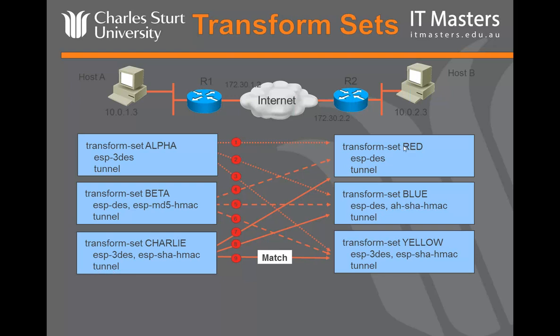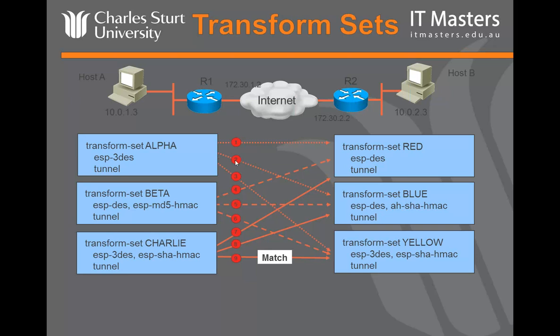Then on the right-hand side, we have red, blue, and yellow, each with different settings. Now, the way the routers determine which transform sets they will use is pretty much just based on negotiation. It starts from the first transform set that's configured and goes through the list. So router one would say, all right, transform set alpha, I'll propose that. Router two says, no, that doesn't work for me because I've got ESP DES, but you've got ESP triple DES.